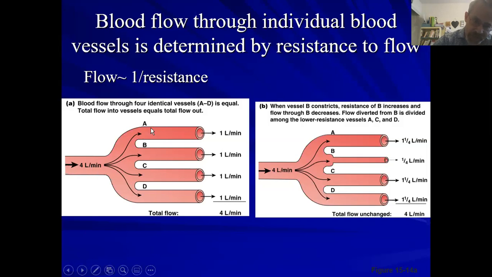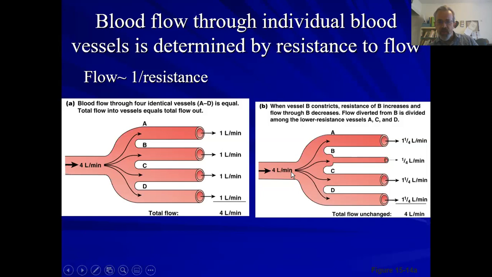And then it branches out into these 4 arterioles. But the arterioles are about the same diameter. So if we divide the flow through each of them, it's about 1 liter per minute. Nice equal, which adds up to 4. If we take a look at what happens if one artery is constricted, look what happens here.